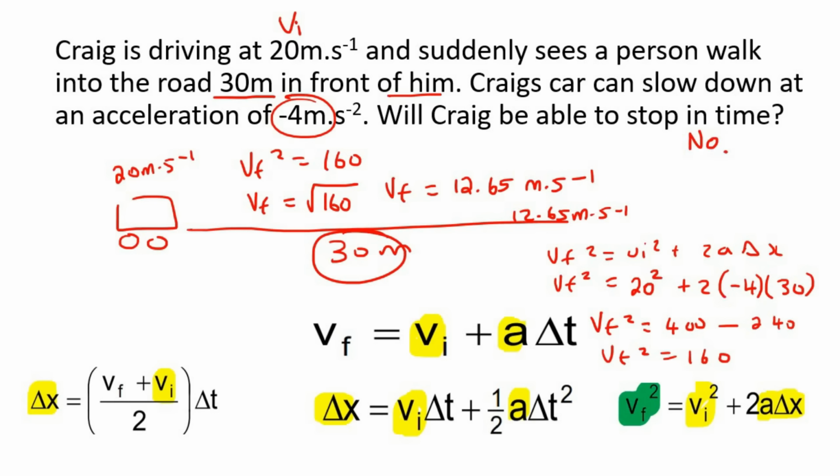So what we did is we calculated his final velocity, and we realized that it's not going to be 0. It's going to be 12.65. So his vehicle is not going to stop in time.